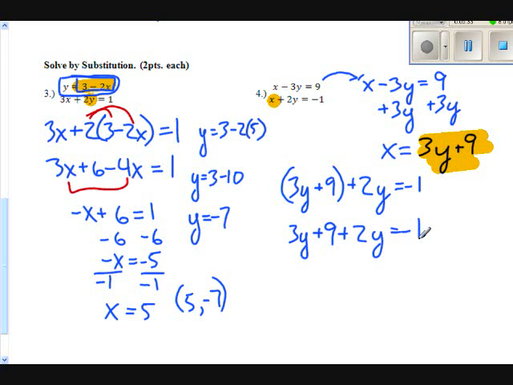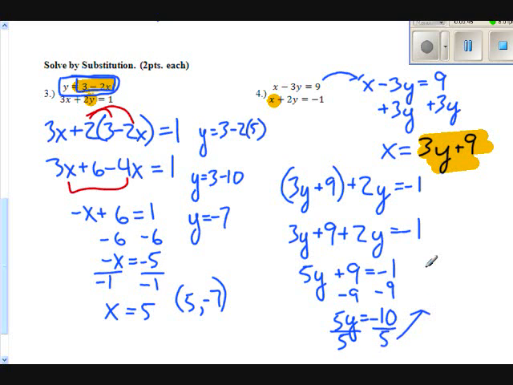And then I'm going to combine like terms. The 3y and the 2y gives me a 5y plus 9 equals a negative 1. I subtract the 9 from each side and find out that 5y equals a negative 10. Divide each side by 5. And it turns out that y equals negative 2. But I'm not done yet.